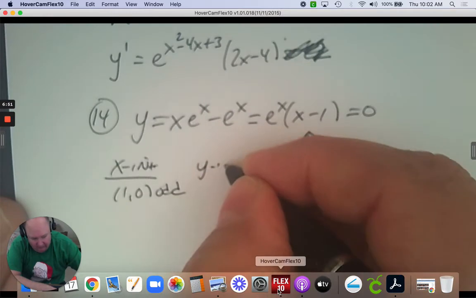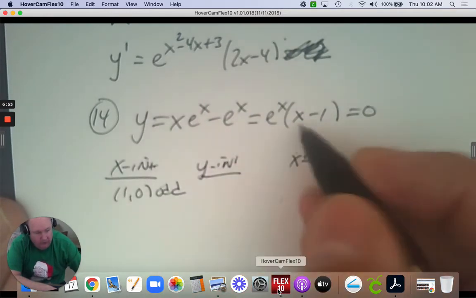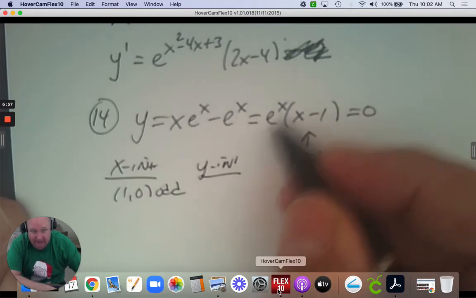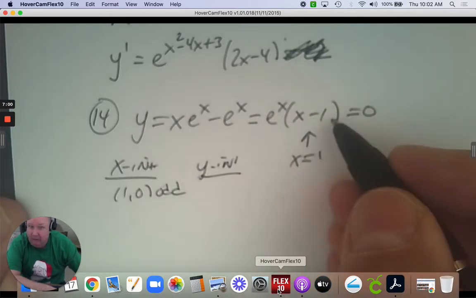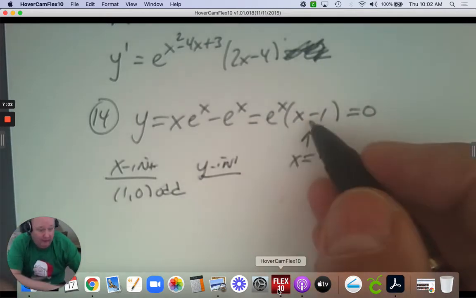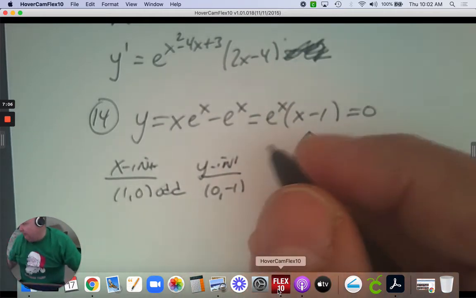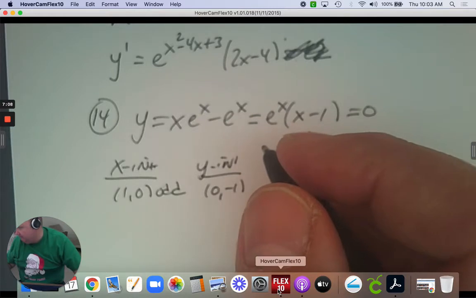The y-intercept, you plug in 0 for x. So e to the 0 is 1. 0 subtract 1 is negative 1. So 1 times negative 1, the y-intercept's at negative 1. So we already have 2 points for our graph.